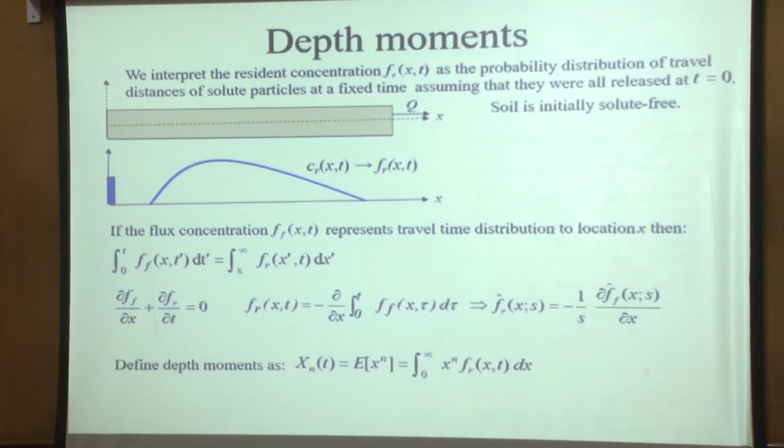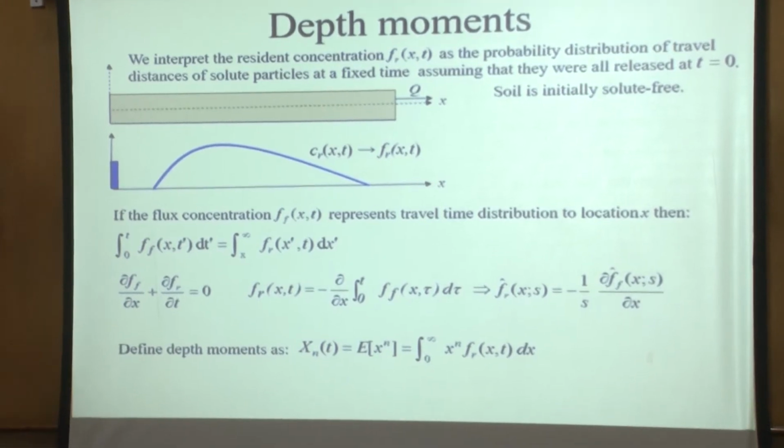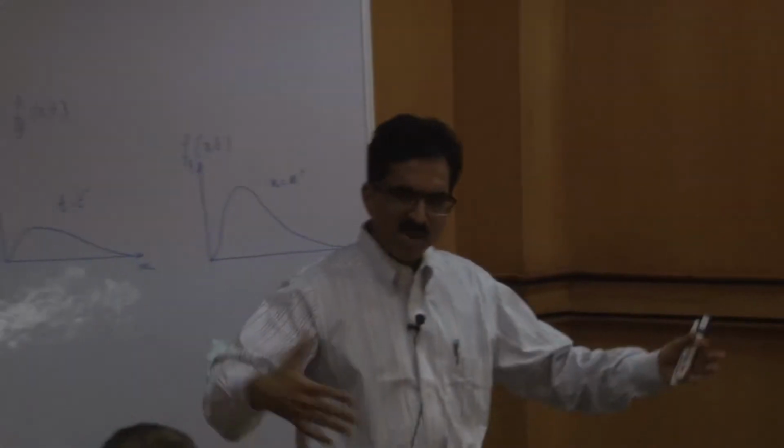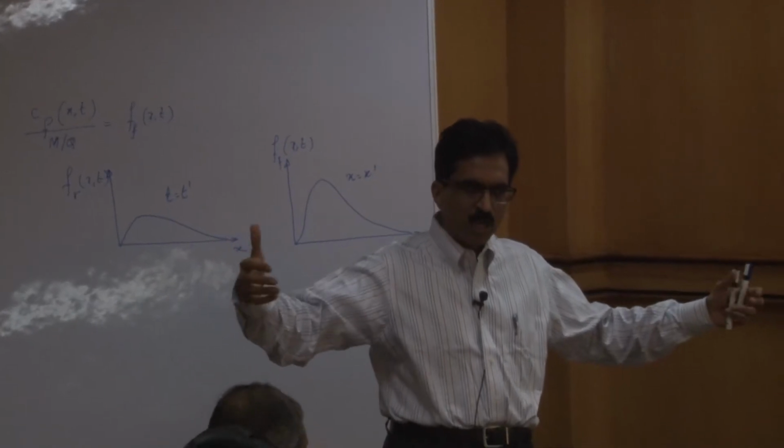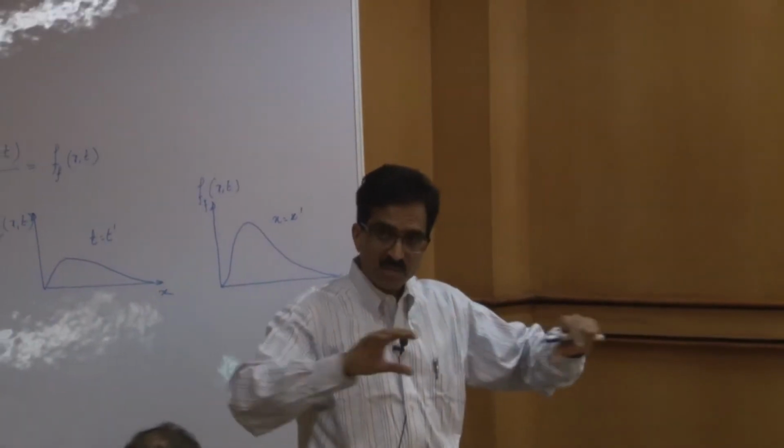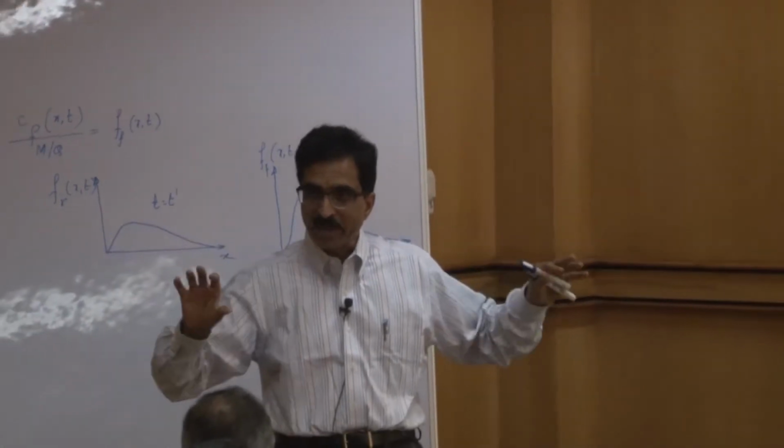So this curve essentially is a function of x, but it's observed, let's say, at some time t equals t prime. So I stop the experiment at t equals t prime. When we do column experiments, typically we have many columns. We start all of them with the same initial conditions.